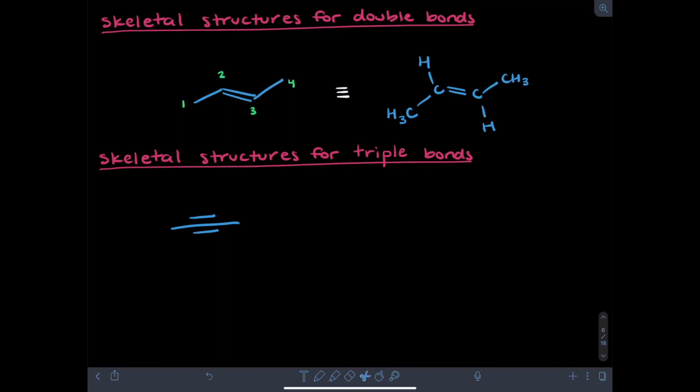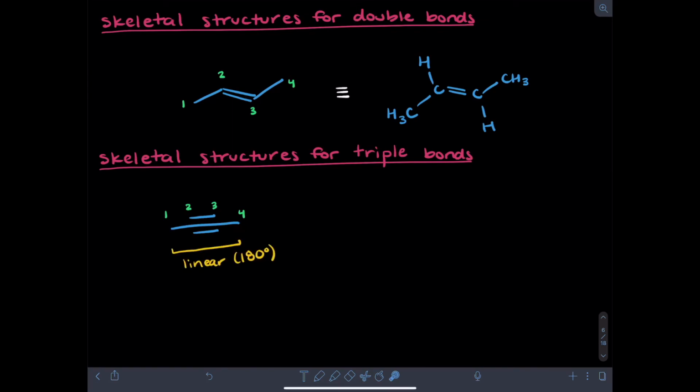We can also draw skeletal structures for molecules with carbon-carbon triple bonds. Here's an example of one. And these are going to look a little bit different than our zigzag structures. Importantly, a carbon is implied where the triple bond meets the single bond. So this is a 4-carbon chain, where 1 carbon is the end, the second one is where the triple bond meets the single bond, the third one is where the triple bond meets a single bond, and the 4th one is an end.